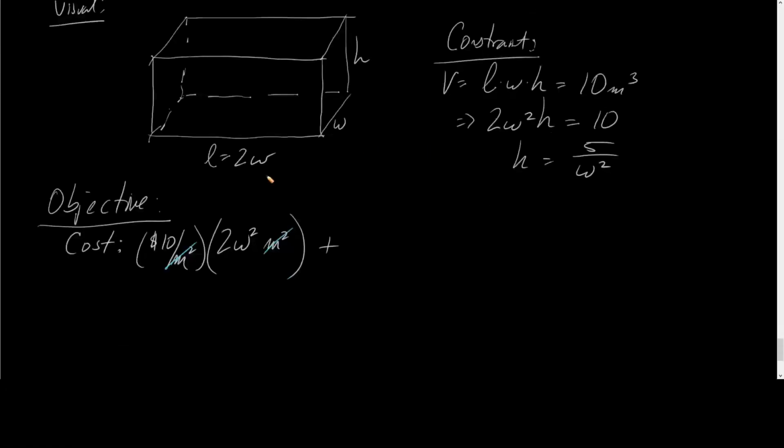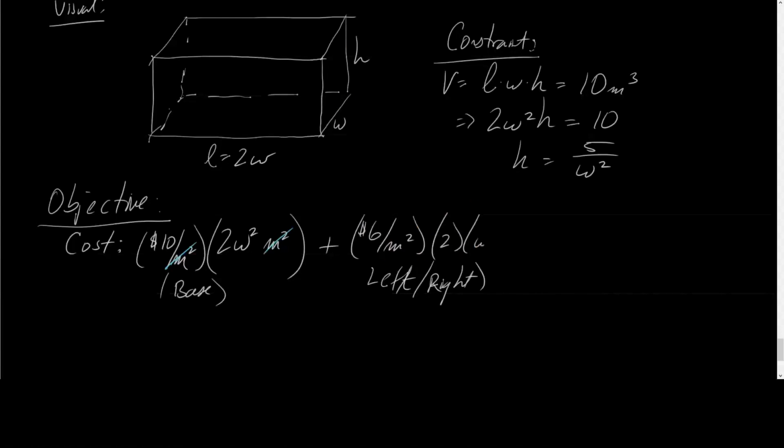All right, so this is for the base. This is for the left and right. And that was $6 per square meter times the area. Well, the area is WH, but we have 2 of those. So twice WH meters squared. And in here, again, we see that the square meters cancel each other out. So that's the left and right.